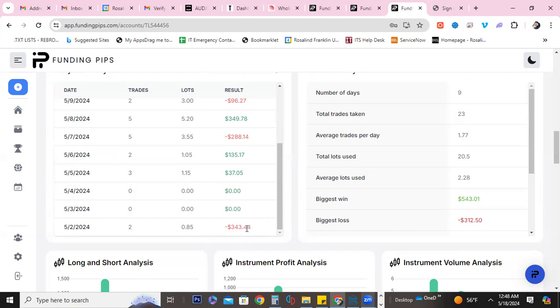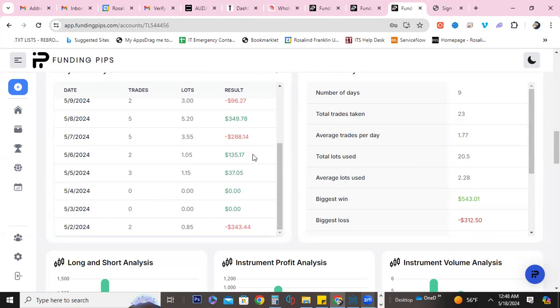I lost $343. The next day I didn't trade. The fourth I didn't trade because I'm like, yo, let me gather myself, and there was no move in the market at that time on that day. So I just left it alone. You don't have to trade every day. I know you guys think you have to trade every day. You do not have to trade every day. If the market is not moving in your direction, leave it alone.